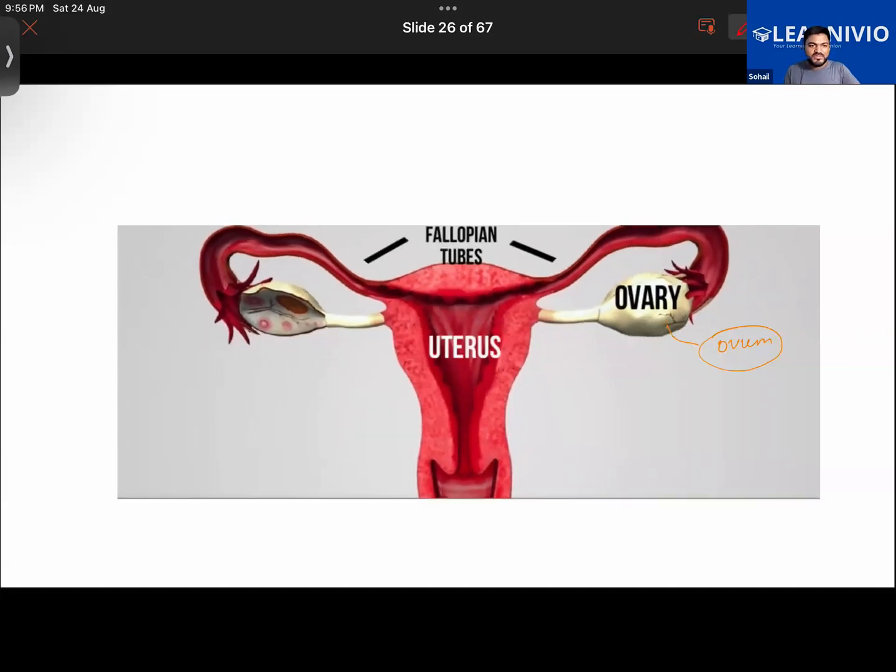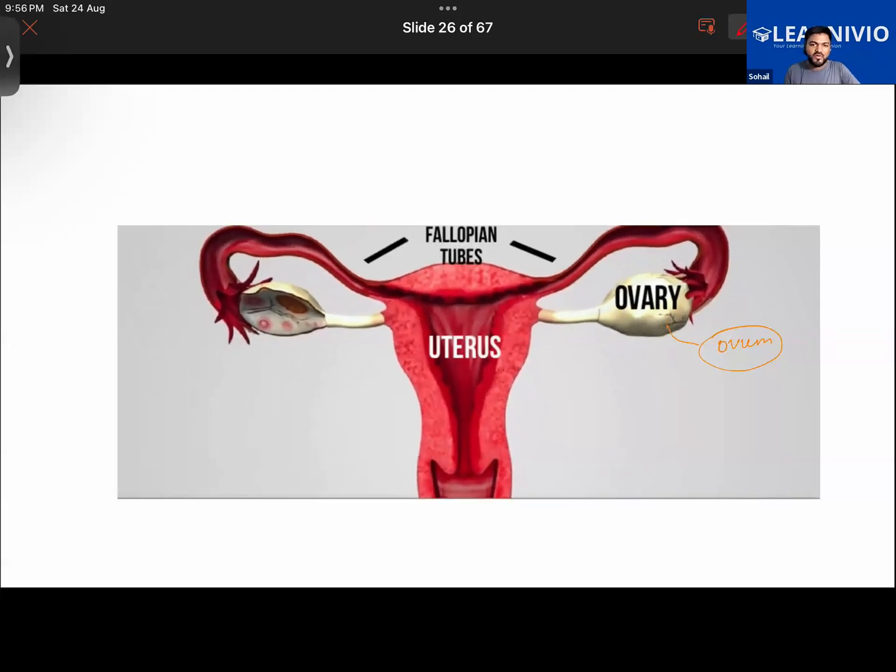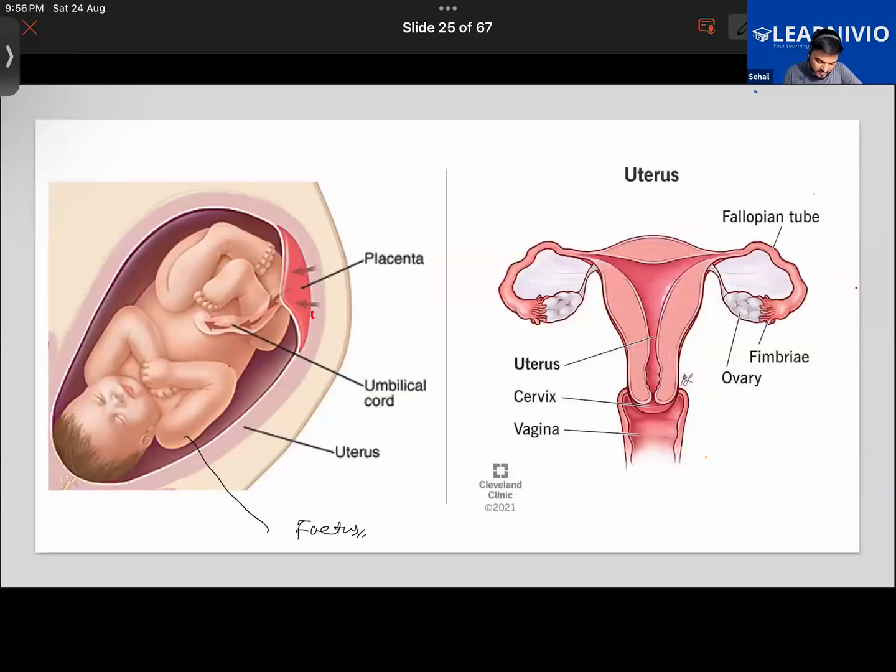So during this cycle, the ovum would be released, and the ovum will travel all the way to the fallopian tube. Have a look at this one. It will travel all the way to the fallopian tube. Now, at that time, what will happen? The wall of the uterus will prepare itself to receive the fertilized egg.